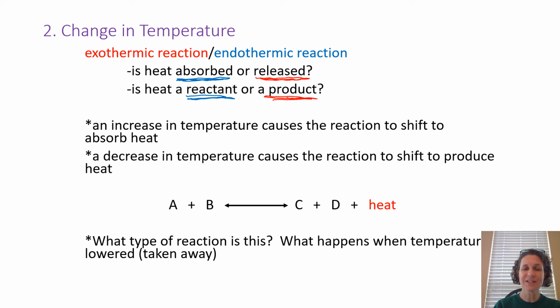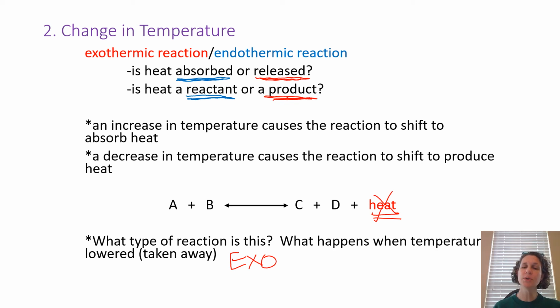So here's our example. It wants to know what type of reaction this is. I have heat over here as a product, so first of all, that means that this is an exothermic reaction. And our second question, what happens when the temperature is lowered? Just like we did with the concentration, if I take away the heat, if I lower the heat, it's basically like saying I have taken away one of the products.